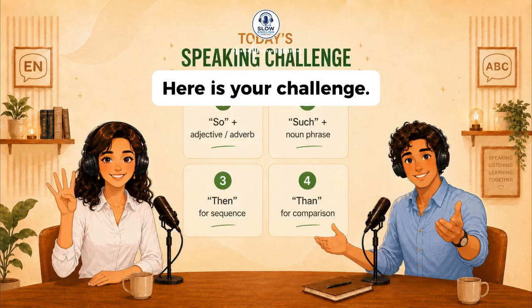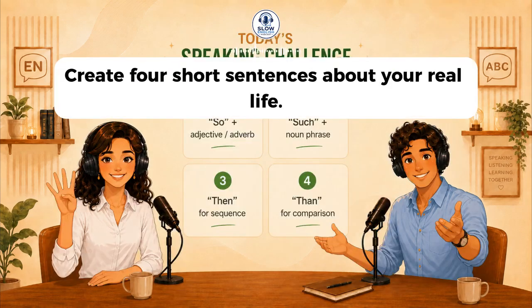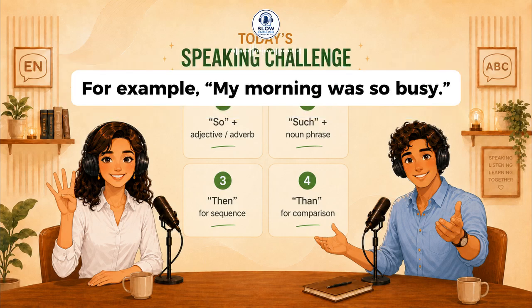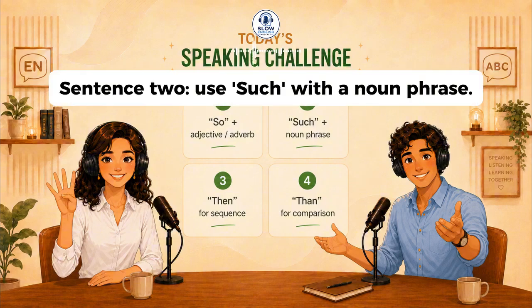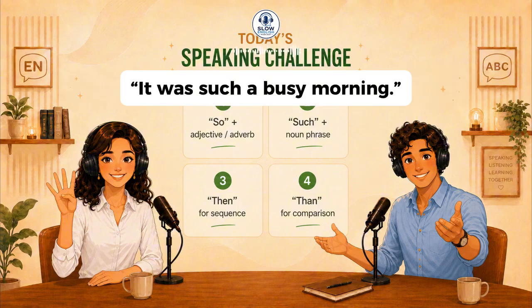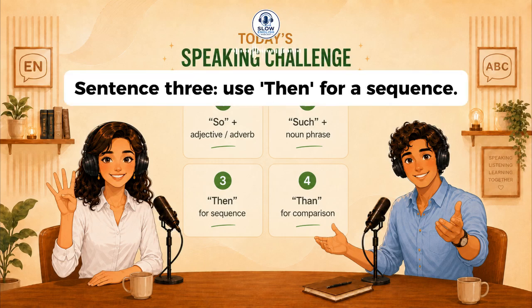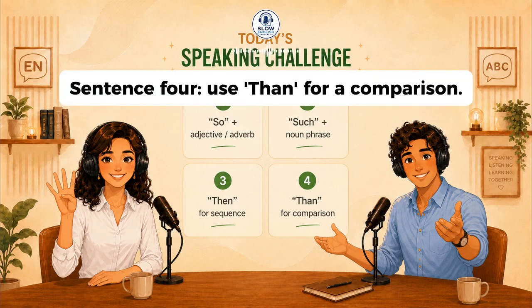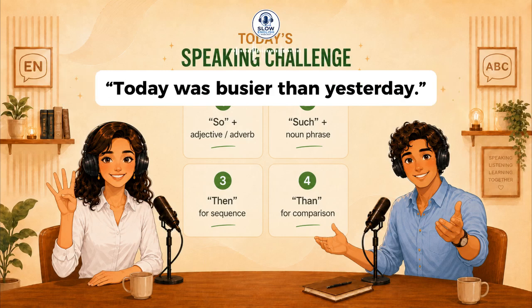Here is your challenge. Create 4 short sentences about your real life. Sentence 1. Use so plus an adjective or adverb. For example, my morning was so busy. Sentence 2. Use such with a noun phrase. It was such a busy morning. Sentence 3. Use then for a sequence. I finished work, then I went to the gym. Sentence 4. Use than for a comparison. Today was busier than yesterday.